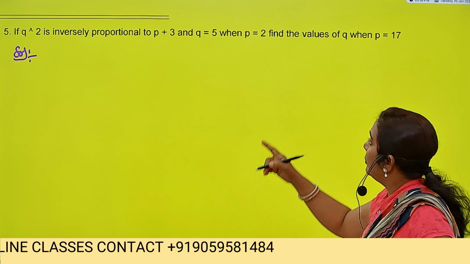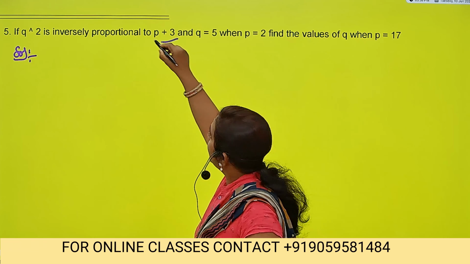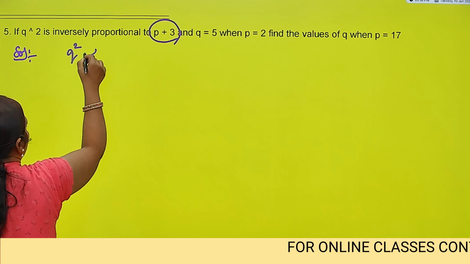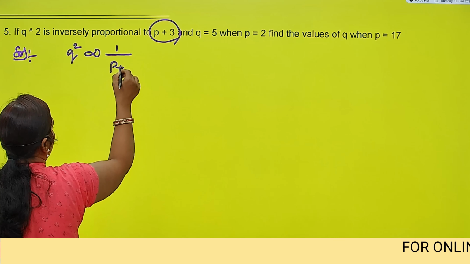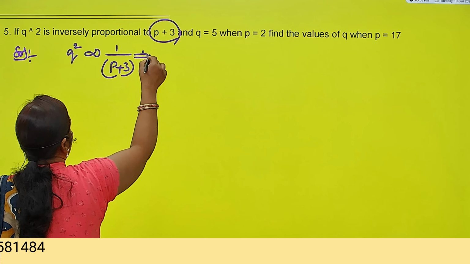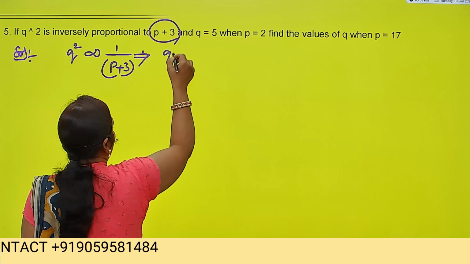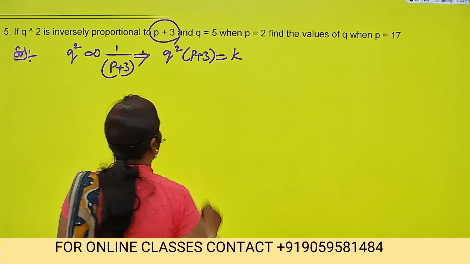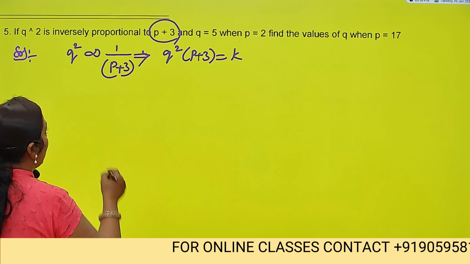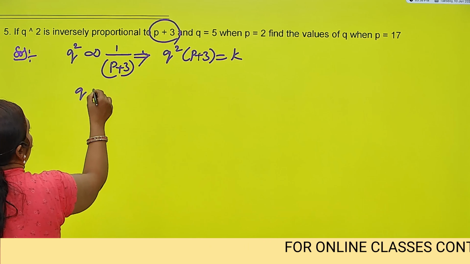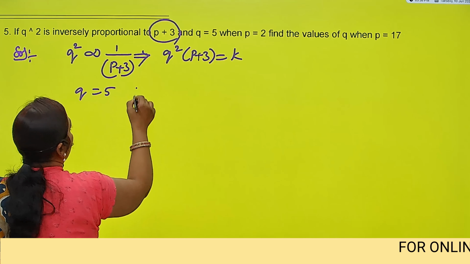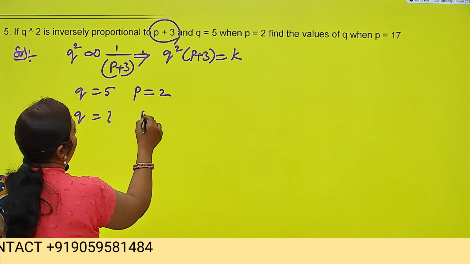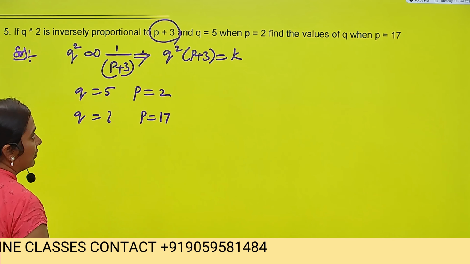If q square is inversely proportional to p plus 3, that is, q square is proportional to 1 over p plus 3. Eliminating the proportional relation with the constant, q square into p plus 3 is equal to k, where k is a constant. Here they say q equals 5 when p equals 2. What is the q value when p equals 17?